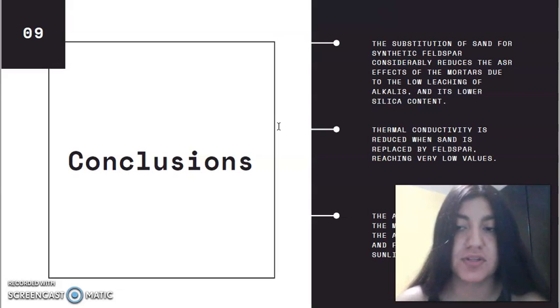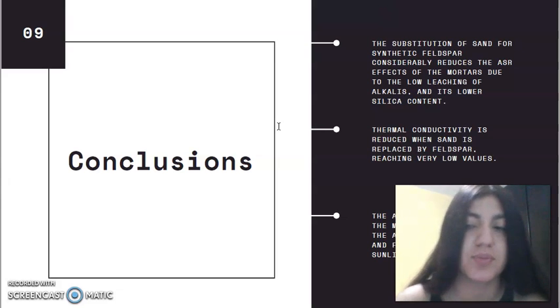White cement has been successfully replaced by synthetic glass ceramic feldspar in order to improve whiteness and thermal and optical properties. The substitution worsens the resistance of the mortars due to the need to increase the water ratio, which produces an increase in porosity.